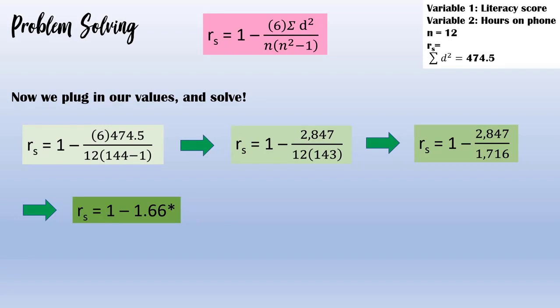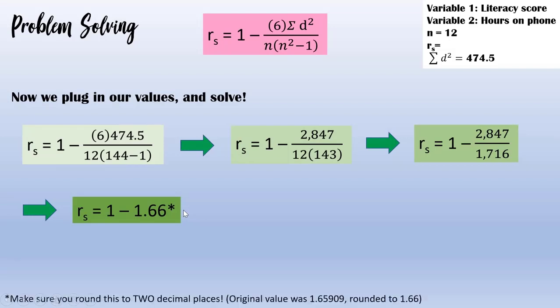It's important at this part here, I put a little asterisk because you need to round at this point in the equation. You have to make sure that you round to 2 decimal places. So our original value for this was 1.65909, and I rounded that to 1.66, and then I just subtracted it from 1. So that means that our Spearman value is negative 0.66. And then we can pop that up right here. Okay, and that's what we need for our Spearman R.